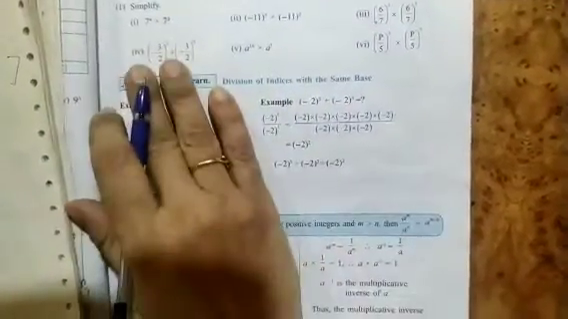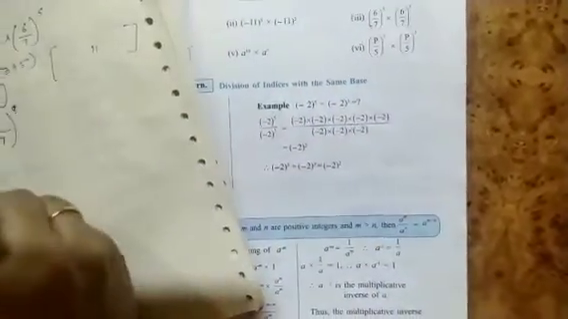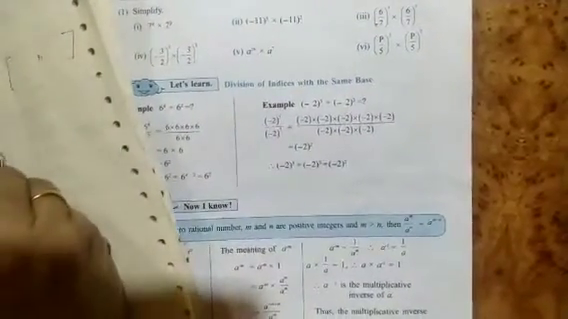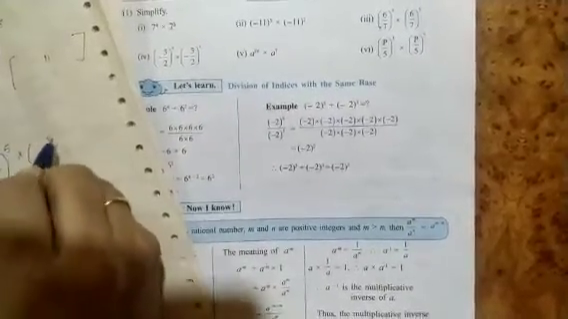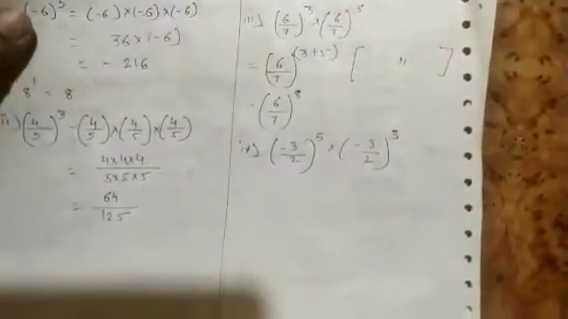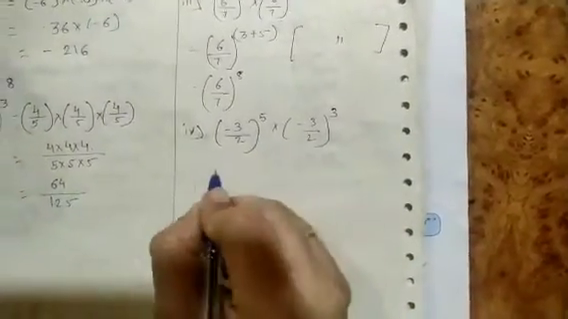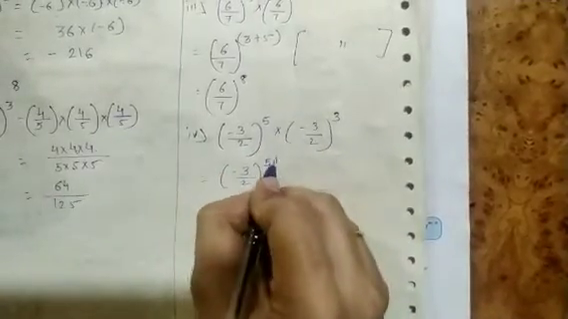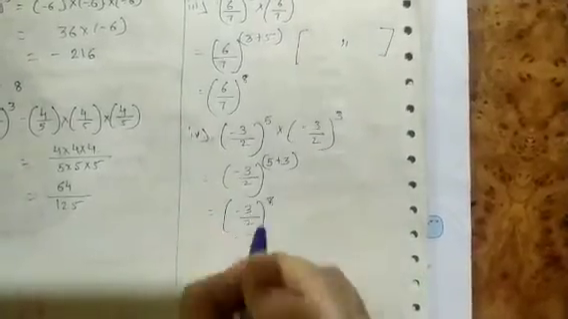Now similarly you have to solve the next one. Here see the fourth one. What is that? Minus 3/2 raised to 5 into minus 3/2 raised to 3. Now here also what we will do, this is our base, then we will write it as it is and we will add the index, that is 5 plus 3. Then our answer is minus 3 upon 2 raised to 8.